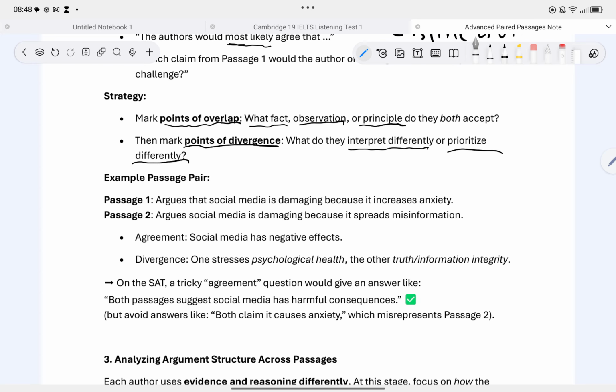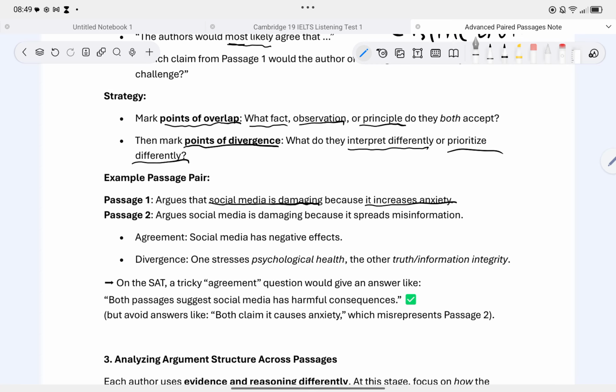The first thing you want to do when you see a paragraph, obviously, is to identify the main idea, isn't it? And we treated that in the previous class. So these are just main ideas. Passage 1 argues that social media is damaging because it increases anxiety. So social media is damaging is the main point, and the reason is that it increases anxiety.